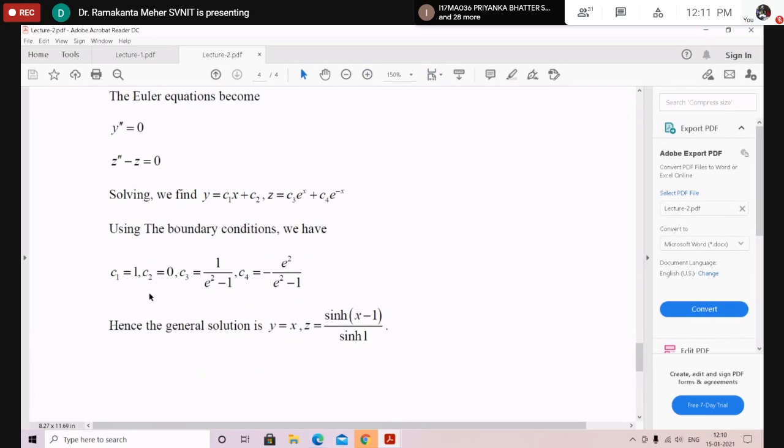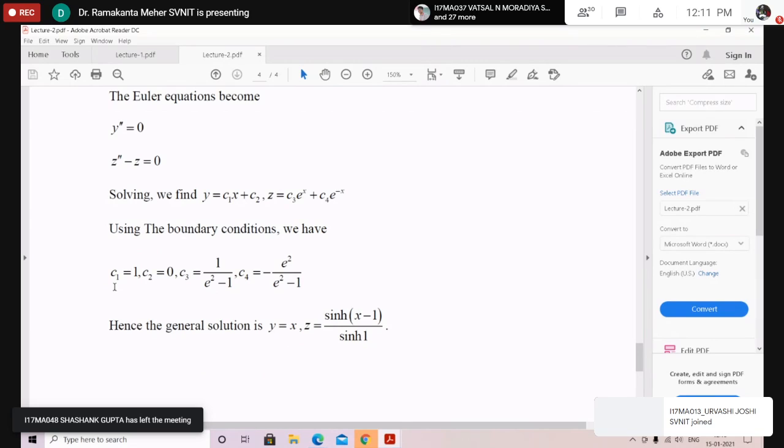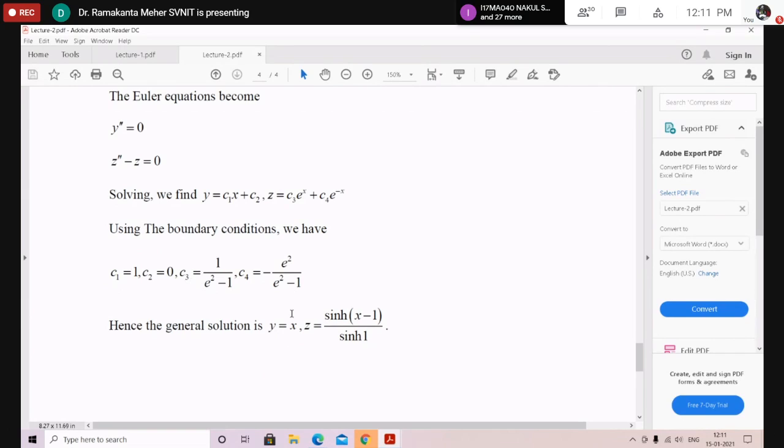Now, upon using the conditions, we can get the solution. The constants are c1 equal to 1, c2 equal to 0, c3 equal to this one, and c4 equal to this one. The solution is y equal to x and z equal to sine hyperbolic of x divided by sine hyperbolic of 1. Upon substituting 1 by e square minus 1 and e square by e square minus 1, and after some simplification, you can write the solution either in e form or in hyperbolic form.